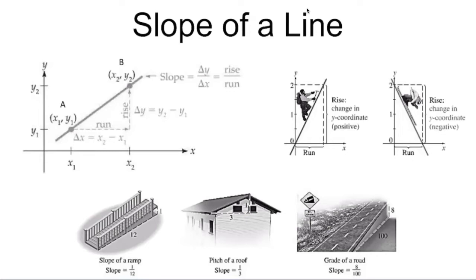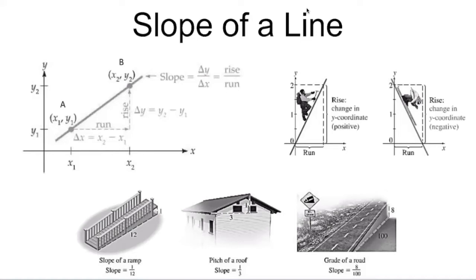Now, of course, within that, you have the possibility of positive or negative slopes. When you have a positive slope, the rise or the change in the y coordinate is positive, meaning it is increasing. When you have a negative slope, the change in the y coordinate is negative.